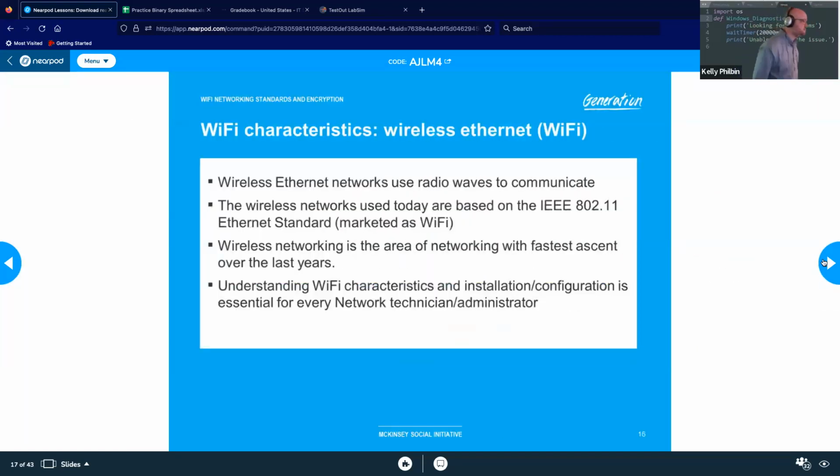All right. Wi-Fi characteristics. As we are probably all aware, it utilizes radio waves to communicate. And it's utilizing, as we know now, the 802.11 Ethernet standard, and it's marketed as Wi-Fi, even though it's hard to spell.